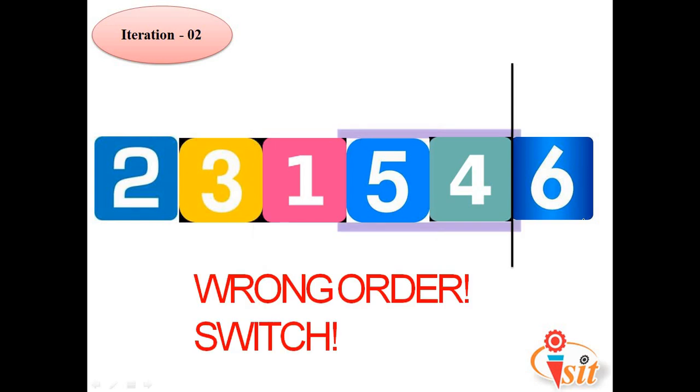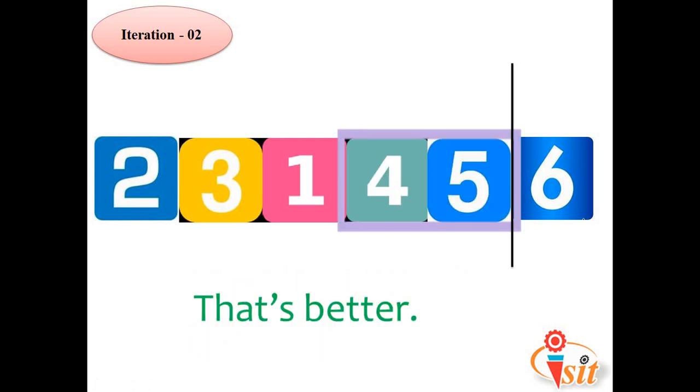Afterwards we'll move to the next one, that is a 5 and 4. So again 5 is the first element, 4 is the second element. So here the first element is greater than second element. In that case we need to do the swap. So 5 is going to be replaced with the 4 and 4 is going to be replaced with the 5. So already 6 is in sorted order.